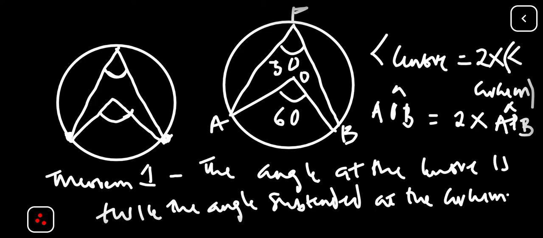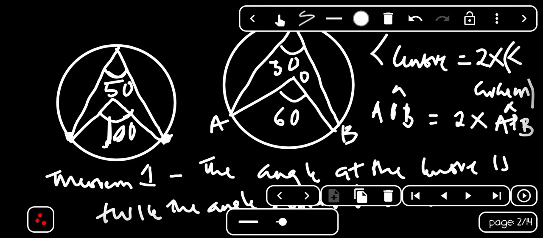So anytime you see, maybe here is 50 degrees, the one at the circumference, 2 times 50 degrees will give you the angle at the center, 100 degrees. My pen is having issues. 100 degrees. So that is the point of theorem 1. Well, there's a proof to this, but we're not looking at that today.